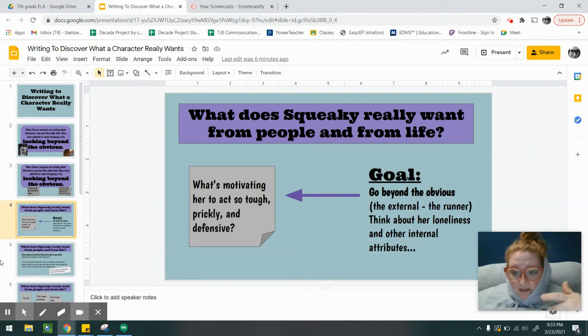So our goal with this lesson today is to go beyond the obvious, right? So we're asking ourselves this question: what does she really want from people and from life? Well, on the outside, it might be easy to just say, well, she's a runner. She wants to win, right? But that's kind of like that surface level obvious stuff. We want to try to think about some other things that we've noticed about her, how she might seem a little bit lonely, and some of those other internal attributes that might be less obvious, or less the thing that we would notice first.